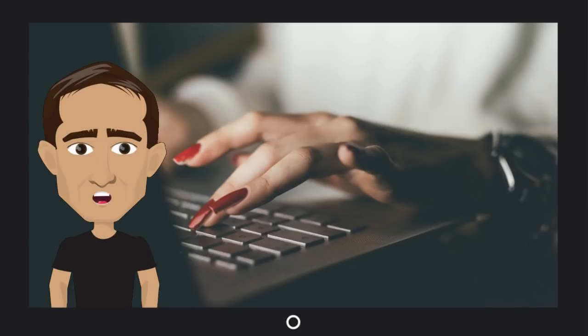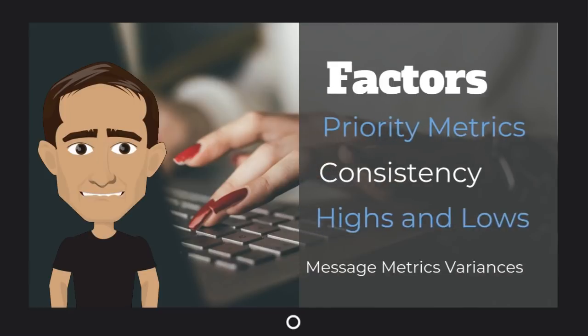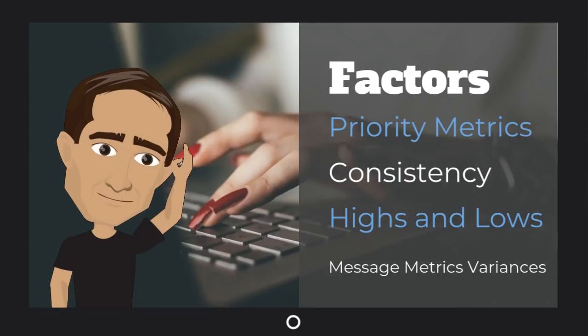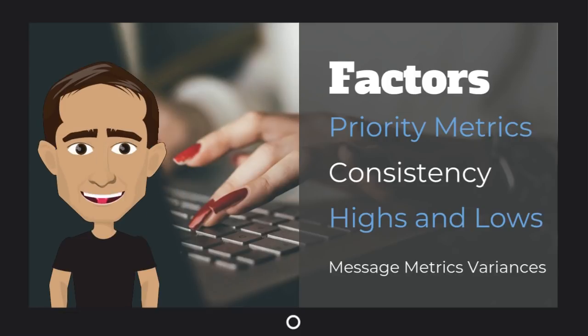As you're going through all these metrics, there are some factors to look at and bucket all of these metrics. 1 is priority metrics. What are the most important metrics for your email marketing program? Which ones affect your bottom line or your overall top business goals? If you're a retailer, it is probably things like conversion rate, number of orders per email sent, average order size.